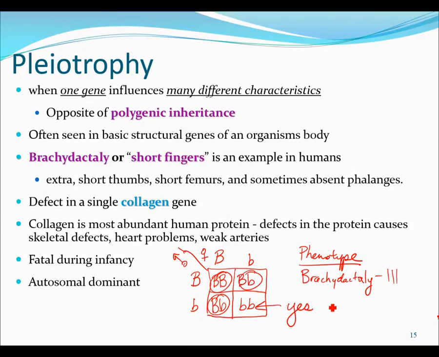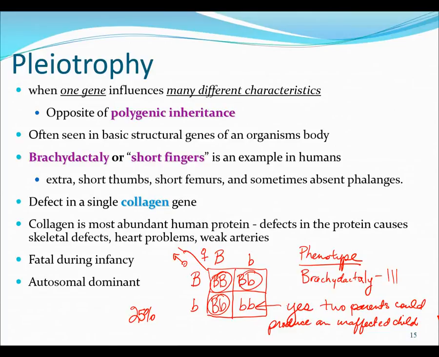two parents could produce an unaffected child. The other question could ask, what is the percentage of that happening? One in four is what? 25%. There's a 25% chance of having a normal child without brachydactyly, and a 75% chance of having children that do have it.